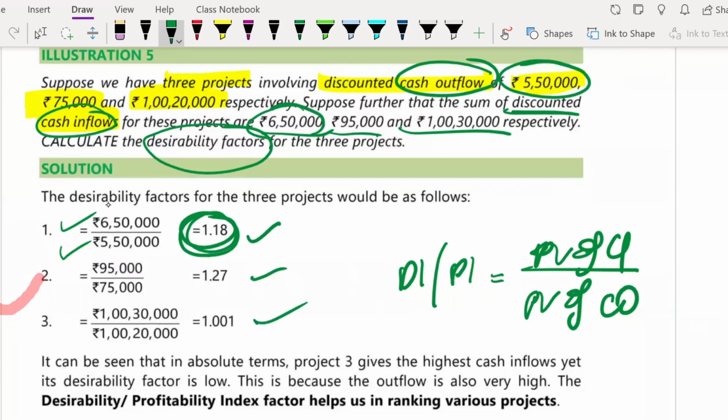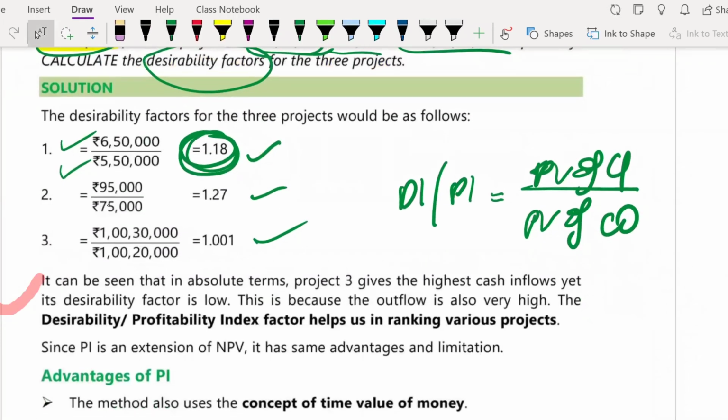The same you find out for all the 3 projects. Now we had studied that if it is more than 1, you can accept the project. If it is more than 1, all of these projects are desirable and you can accept them.